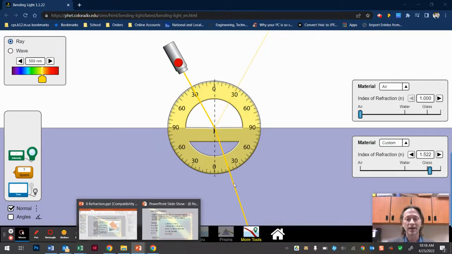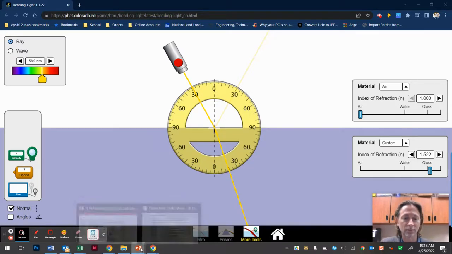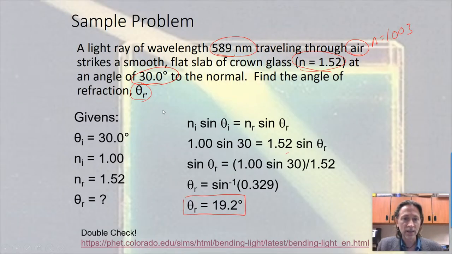So that's one way you can play with this, with a simulation to see that refraction. Again, Snell's law: this ratio of the index and the sine, and the index and the sine, setting those equal to each other and just solving for whichever one you don't know. And that is refraction.